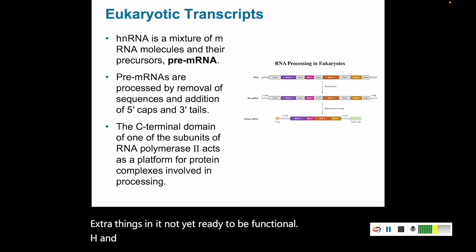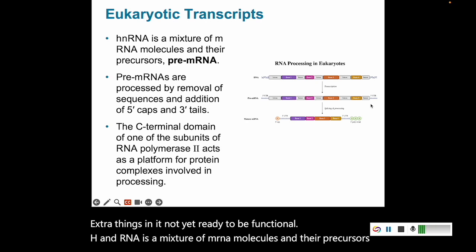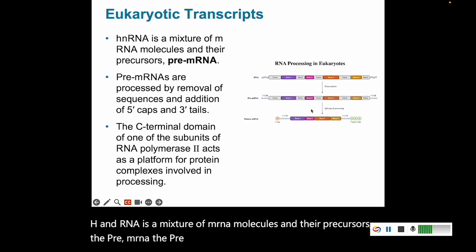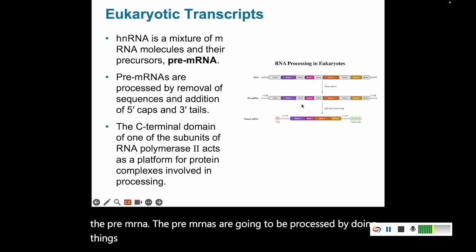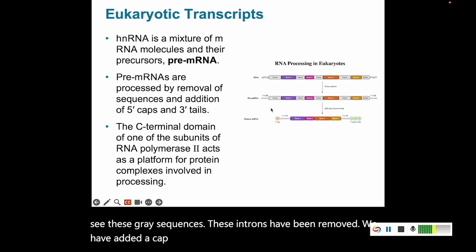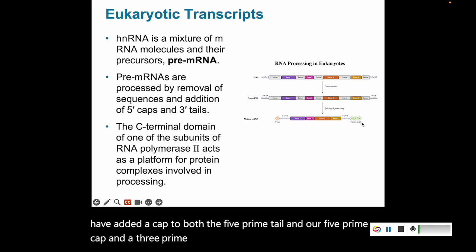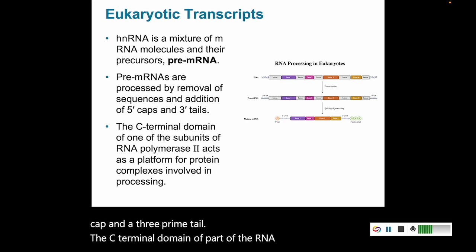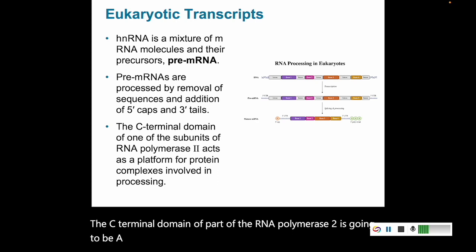hnRNA is a mixture of mRNA molecules and their precursors, the pre-mRNA. The pre-mRNAs are going to be processed by doing things like removing some of these internal sequences. So you can see these gray sequences, these introns, have been removed. We've added a 5' cap and a 3' tail. The C-terminal domain of RNA polymerase II is going to be a platform for protein complexes that are involved in this RNA processing.